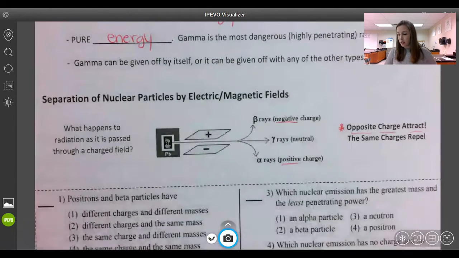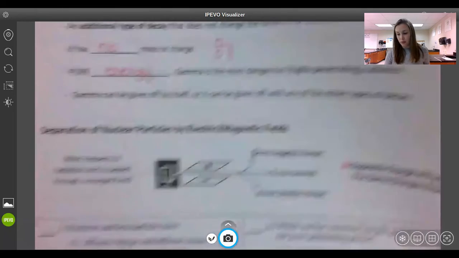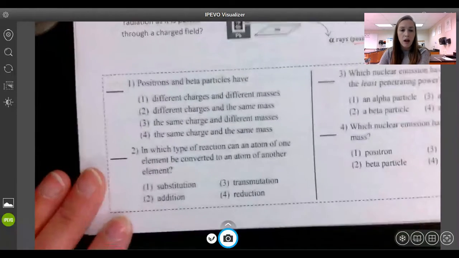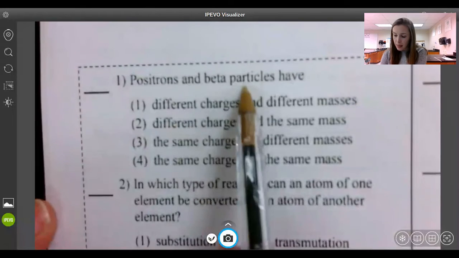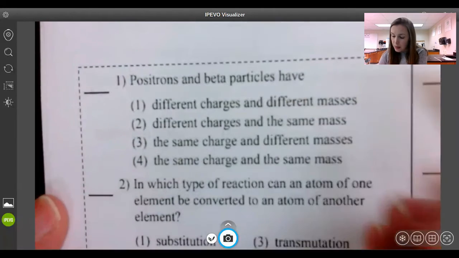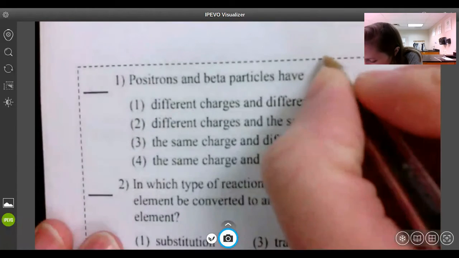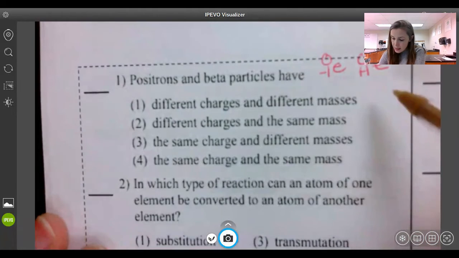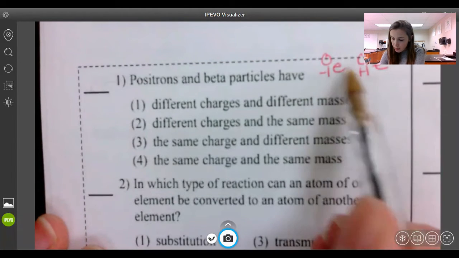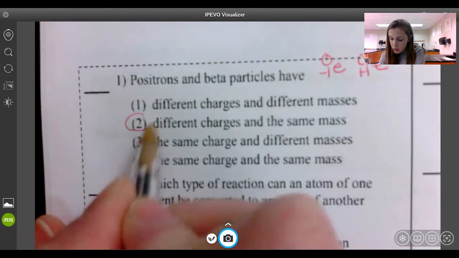So I want you to take a second. We're going to go through a couple of questions before we talk about uses of these unstable isotopes. For this first one, we have positrons and beta particles. If you're using Table O, you have 0, -1e, and 0, +1e. We can see that they have different charges, but they have the same mass. So this would be choice 2.